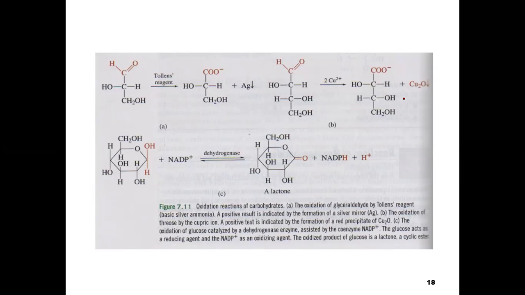For example, Fehling's solution contains the copper molecule. The reduction of this molecule converts it into Cu2O. When Cu2O is formed, it precipitates as a brick red substance. On the basis of these brick red precipitates, we can find out whether reducing sugar is present in this solution or not.